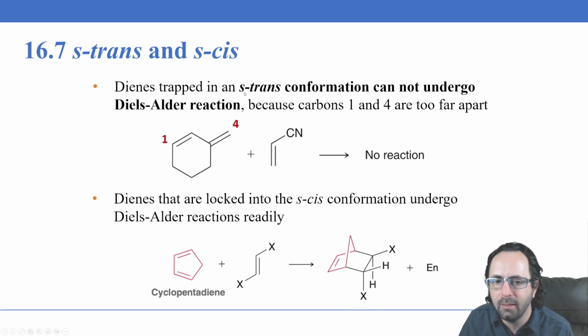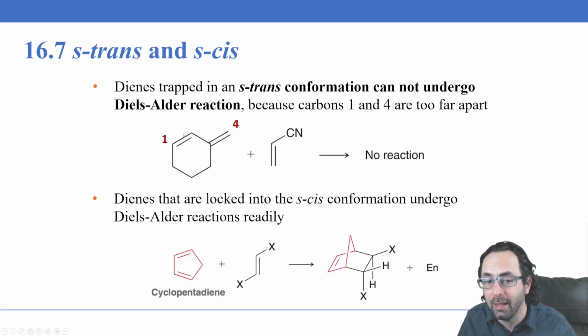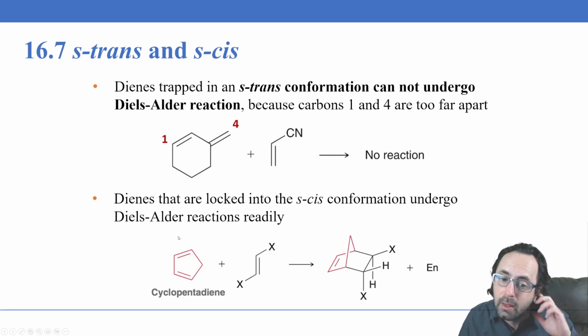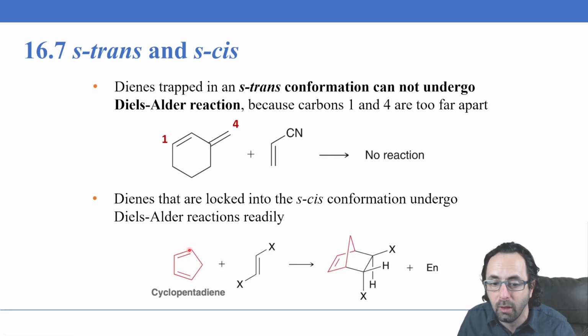So dienes that are trapped in an s-trans conformation cannot undergo a Diels-Alder reaction. This will occur if, for example, we have a diene that exists as a part of a ring. So this diene here is in the s-trans position, so we cannot do a cyclic addition with an alkene. However, if the diene is in the s-cis position, like we have here, cyclopentadiene, break down that name, it's like cyclopentane, but instead of cyclopentane, there's two double bonds. So we say cyclopenta, and we end it with diene, two double bonds.